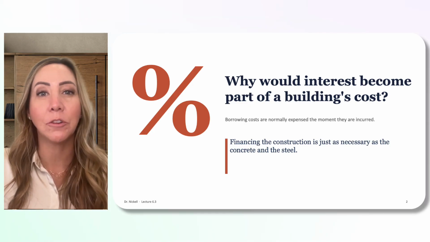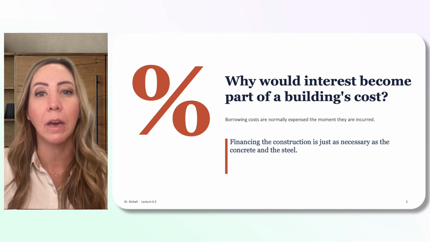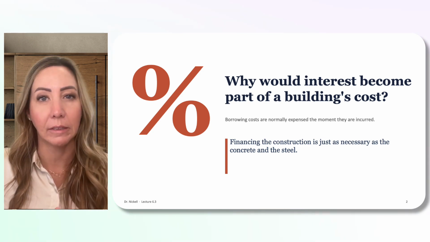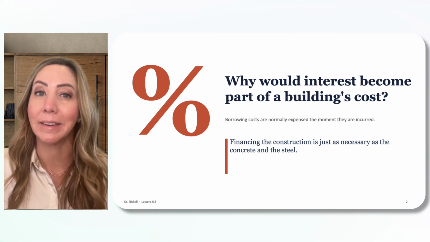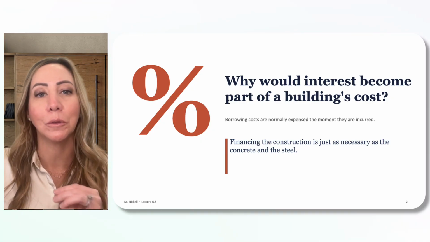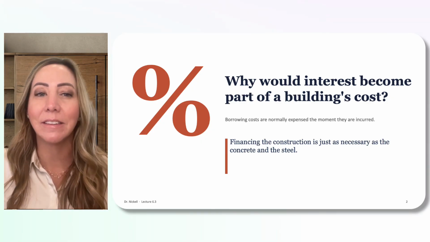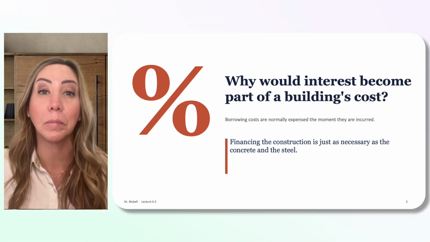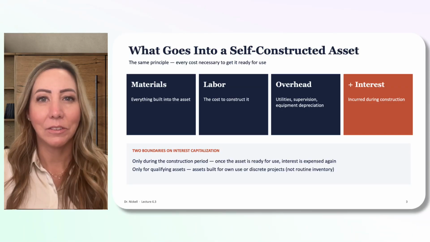And under GAAP, interest incurred during construction becomes part of the cost of the building. Borrowing costs, which we normally expense the moment that they're incurred, get capitalized instead into the brick and mortar asset. By the end of this lesson, you'll see why that actually makes perfect sense. Let's start with the easy parts.